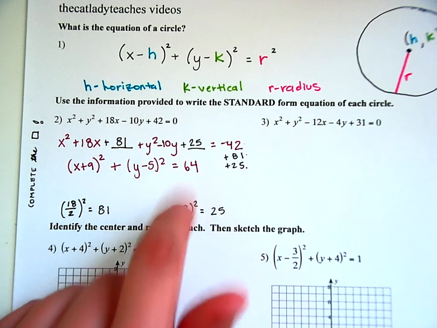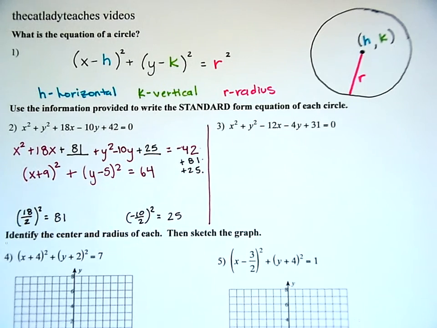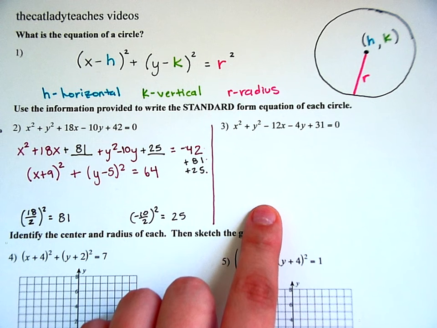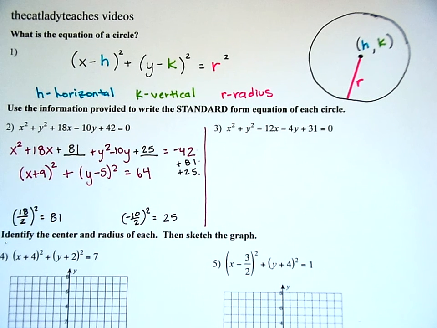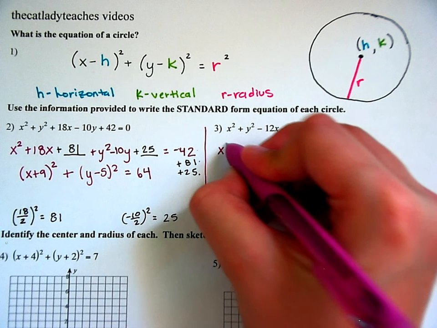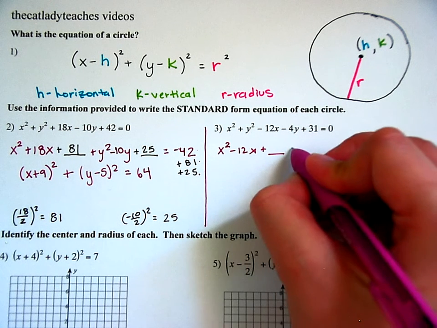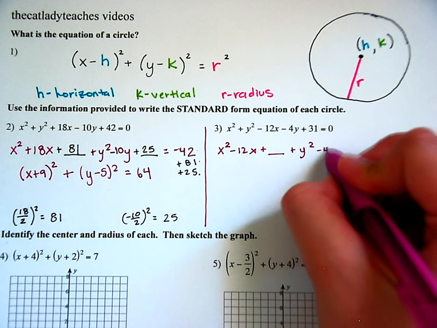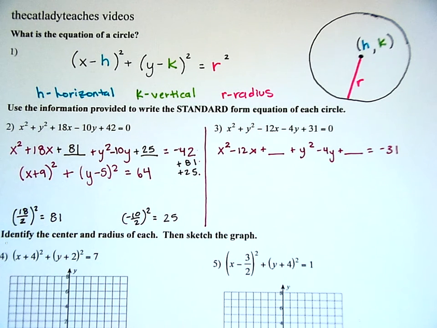All right, let's try this next one. If you want to try out completing the square on your own now that you've seen it once, pause the video now. Otherwise, you can watch me do it. Okay, I'm going to go just a little faster for this one, so I'm going to rearrange everything. X squared minus 12x, leave a blank. Y squared minus 4y, leave a blank. Negative 31. Again, we're completing the square.